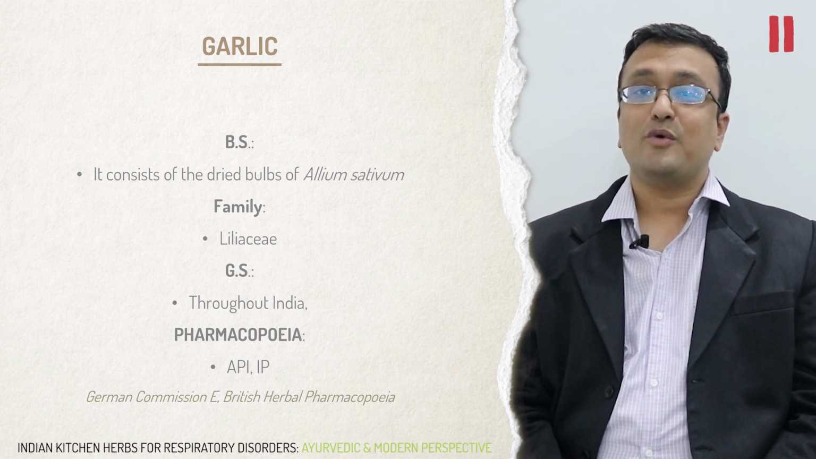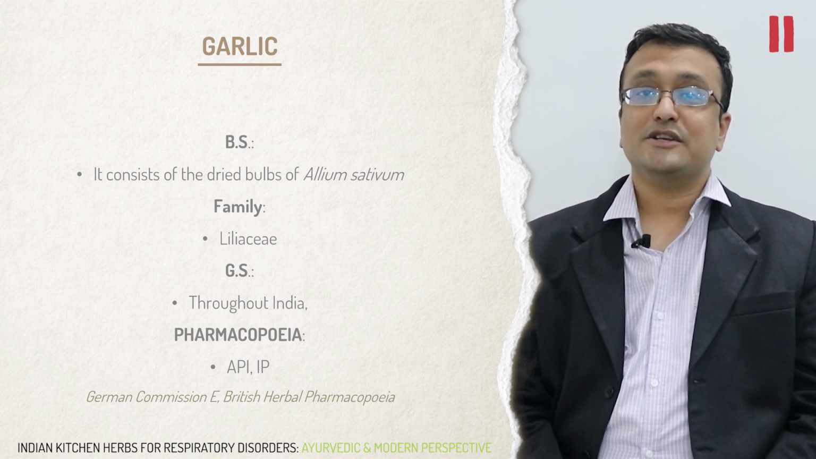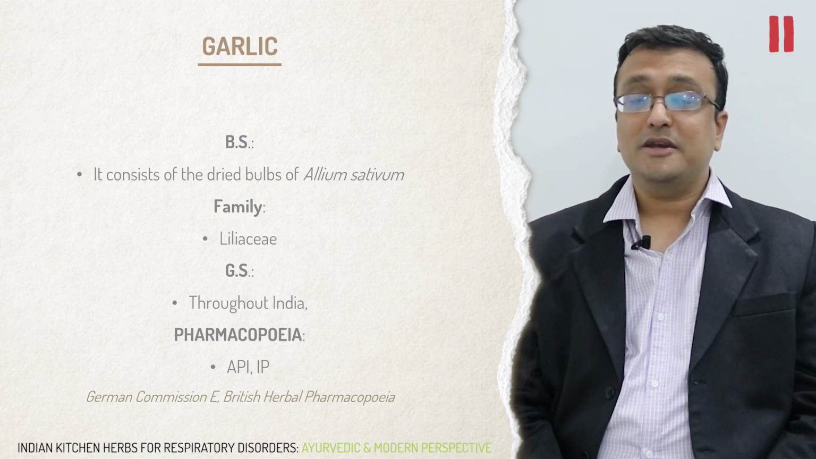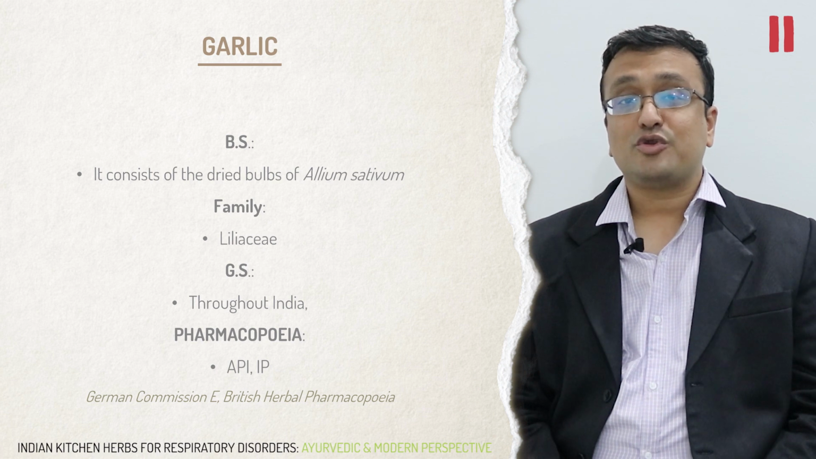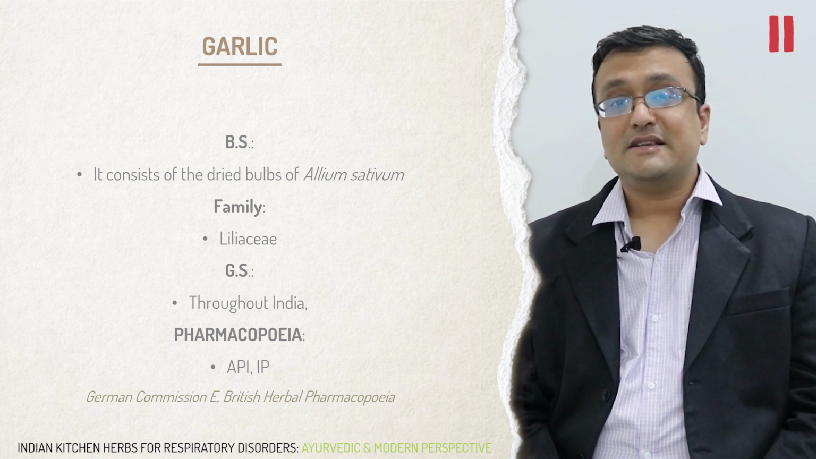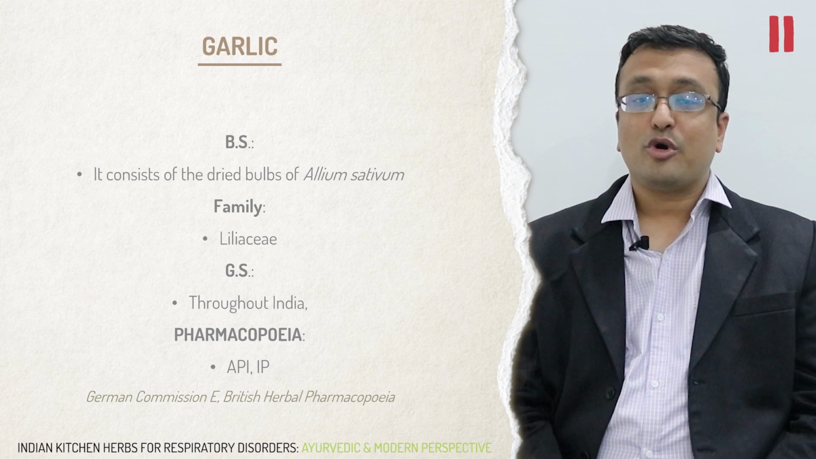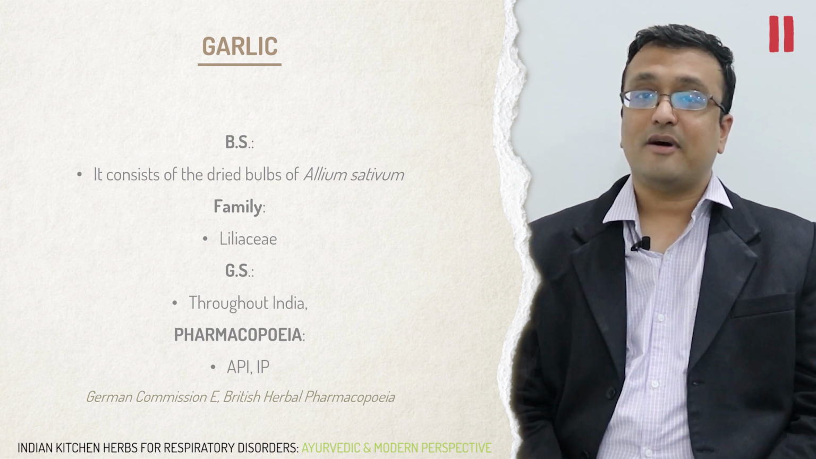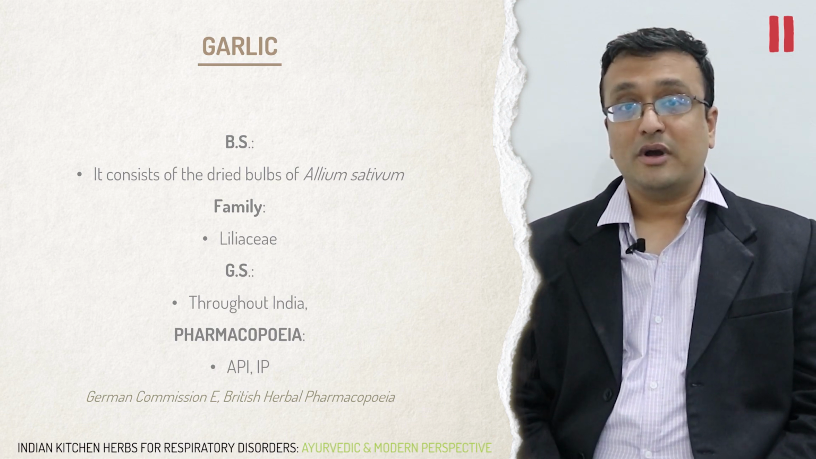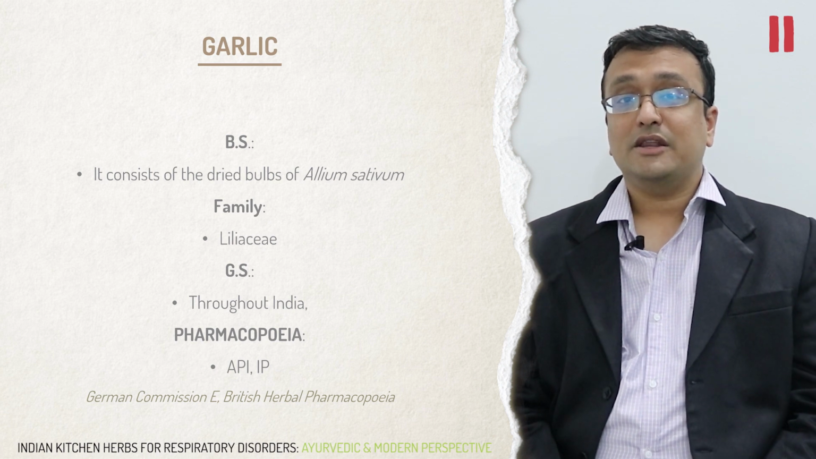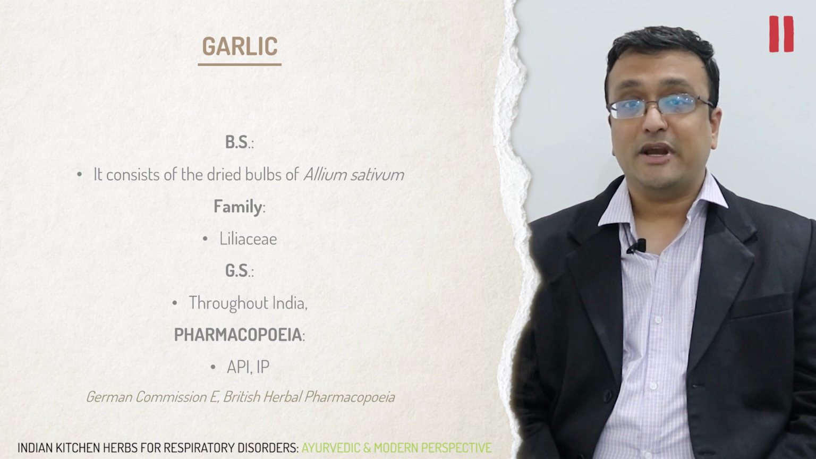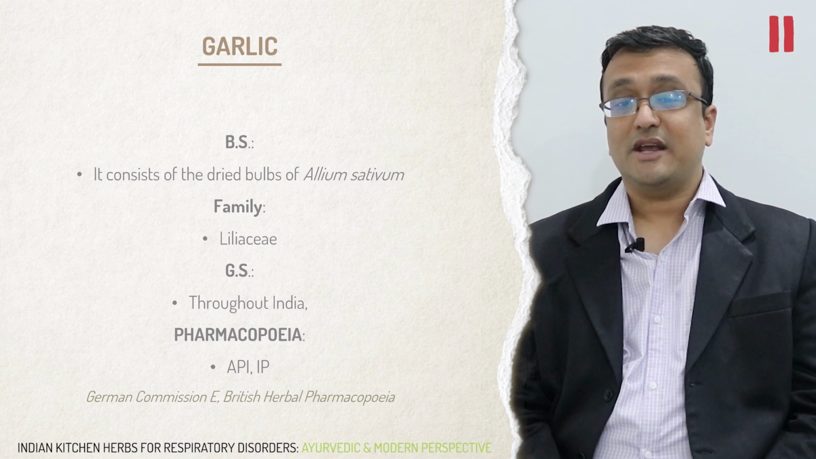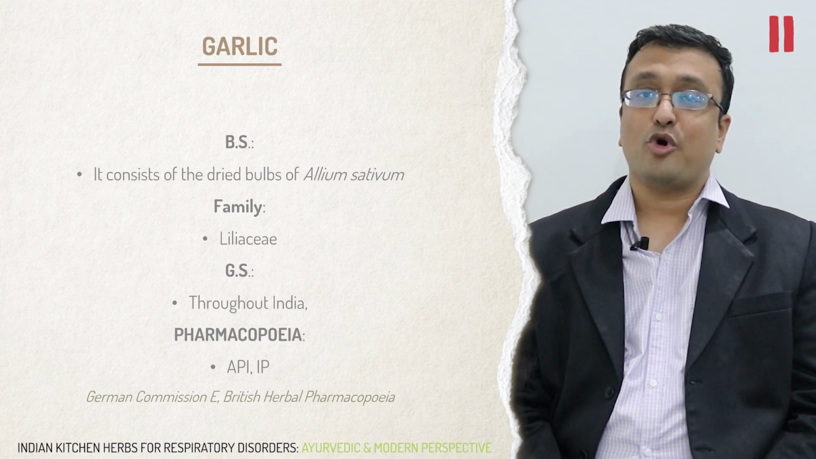It is found throughout India, but it is not only important from an Indian perspective, it is also now very well renowned throughout the world. It finds its place in the Ayurvedic Pharmacopoeia of India as well as the Indian Pharmacopoeia, but also in the official monographs of countries like Germany and Britain. It finds its place in the German Commission E as well as the British Herbal Pharmacopoeia.